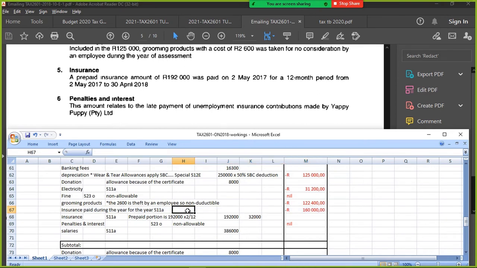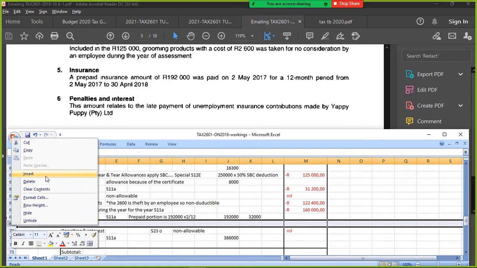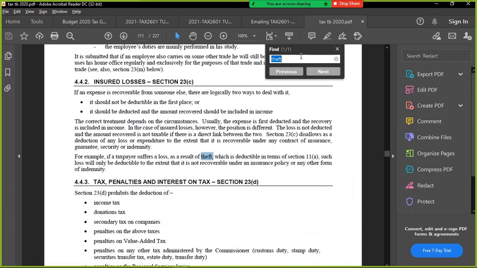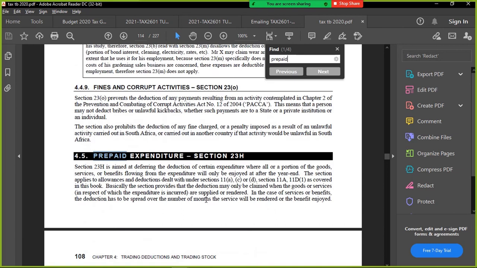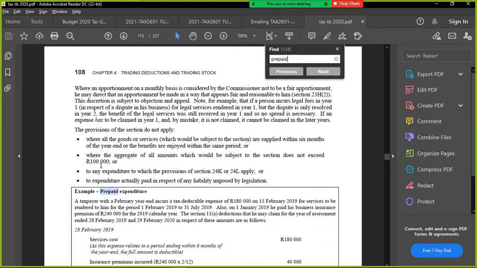Yes, but then the 32,000 will also be deductible. Well, we need to apply the rules. Okay, so when we apply the rules, this is for a prepaid expense. Let's go revise. Okay, prepaid expenditure. The rules are as follows. Where the aggregate amount of all amounts which would be subject to the section does not exceed 100,000. It does not exceed 100,000.